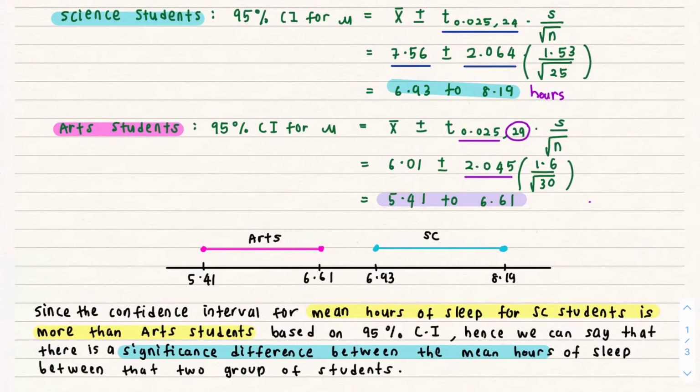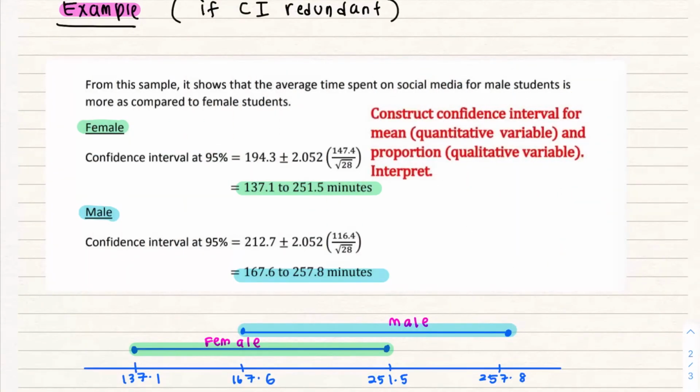But when you have overlapping values, this example is taken from one of the projects before. Your project is supposed to have a confidence interval, but we already discussed that. This project is about the average time spent on social media between male and female. They want to compare between the two groups. So they first construct the confidence interval, at 95%.